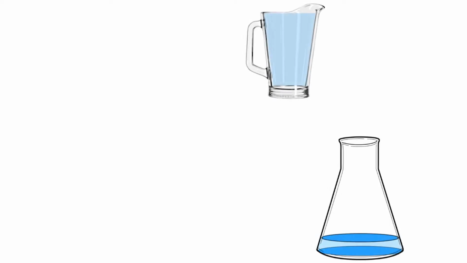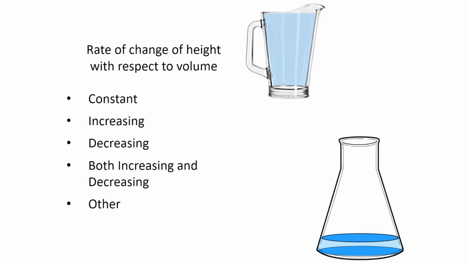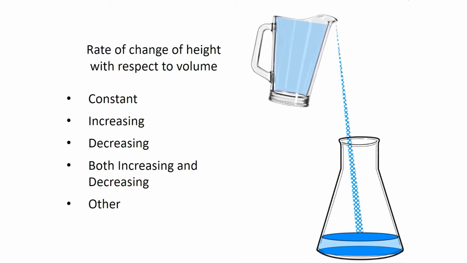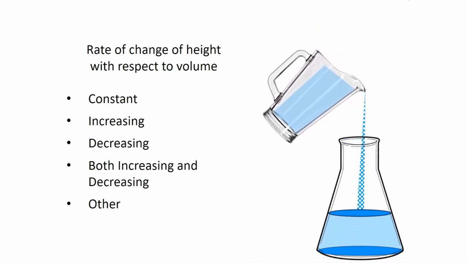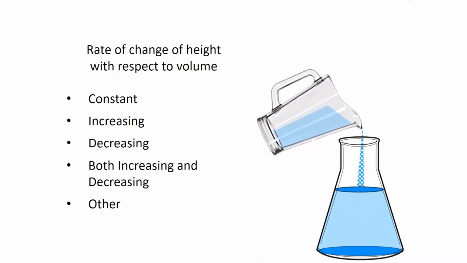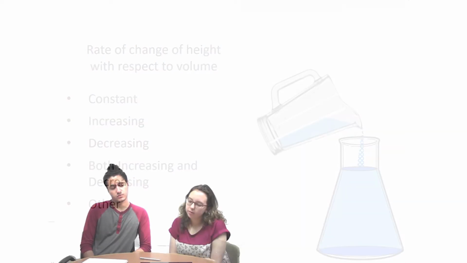In this video, you will see Julian and Alyssa watch an animation of water being poured into a flask, and they'll think about what is the rate of change of height with respect to volume, whether it's constant, increasing, decreasing, both increasing and decreasing, or something else. I'll play the animation now. As they work, consider the understandings they express, and determine if their reasoning is valid.